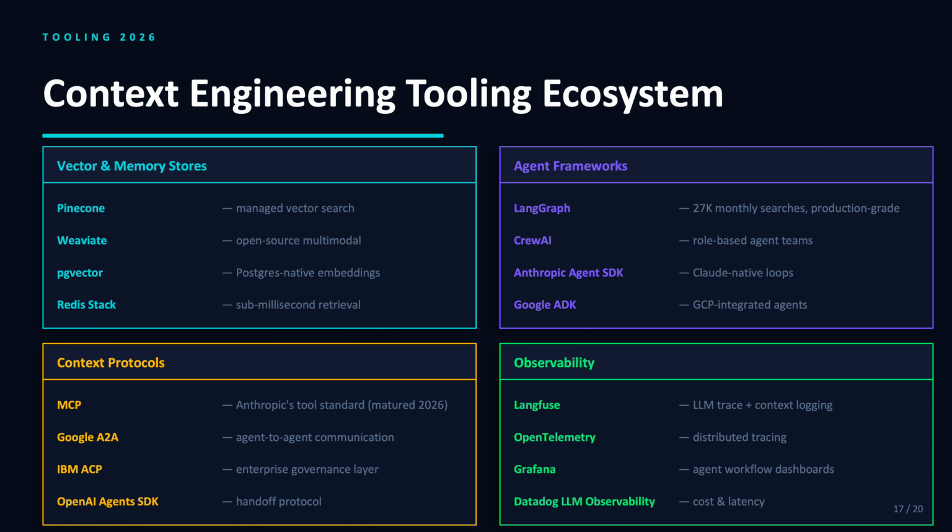production. Observability. And I'd argue this is the most underinvested category. LangFuse for LLM trace and context logging. OpenTelemetry for distributed tracing. Grafana for agent workflow dashboards. And Datadog LLM observability for cost and latency monitoring at scale. You don't need everything here. Pick one from each category suited to your stack. The observability layer especially. You cannot improve what you cannot see, and most teams are flying completely blind on what context their agents are actually receiving.